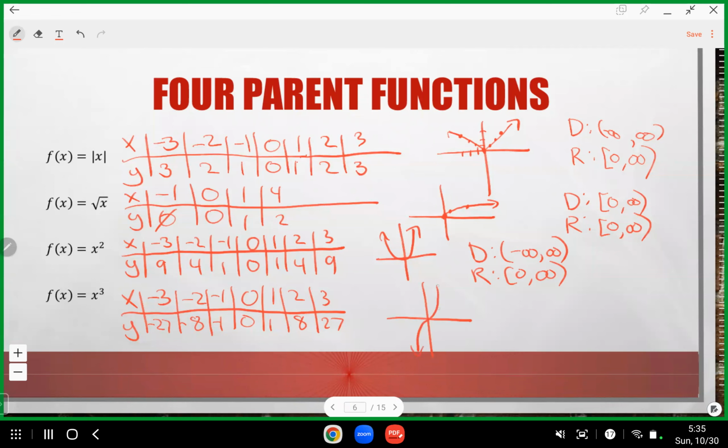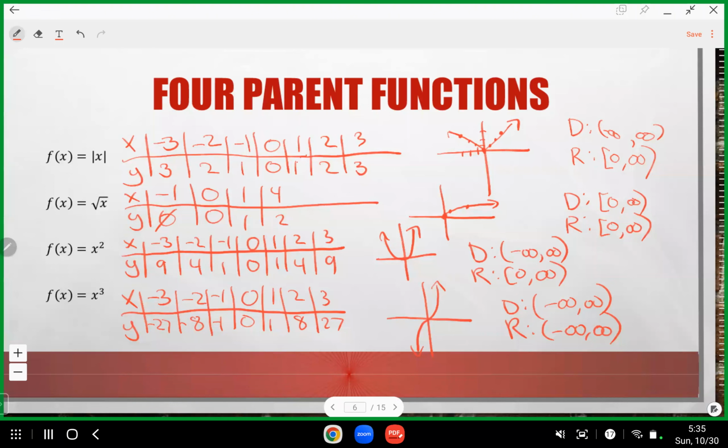This is going to be x cubed. Everybody take notes on this. Remember what this looks like. The domain is negative infinity to infinity. The range is also negative infinity to infinity because there are no restrictions on the domain. All right, so those are our 4 parent functions.